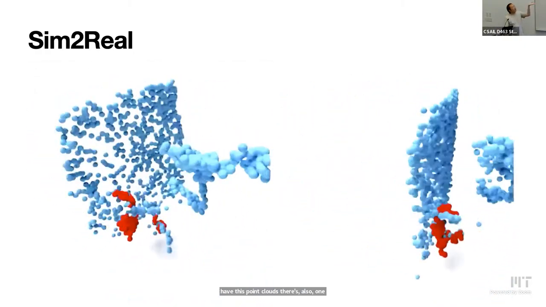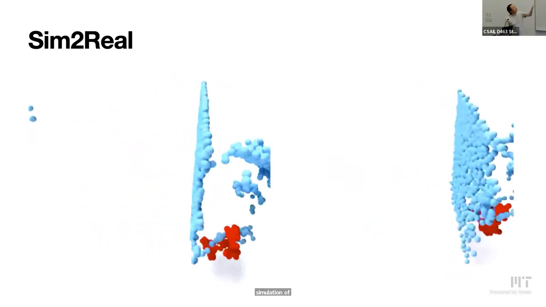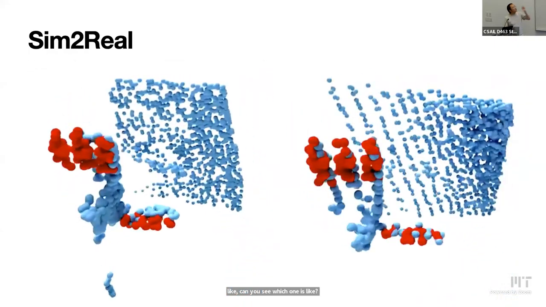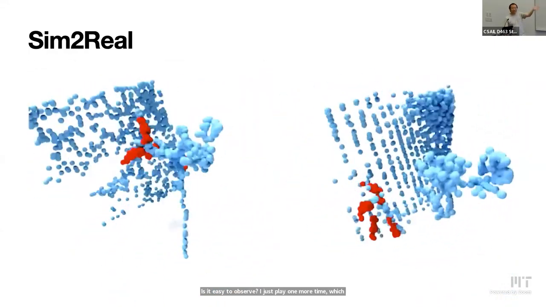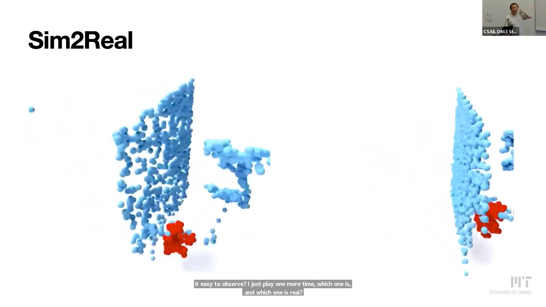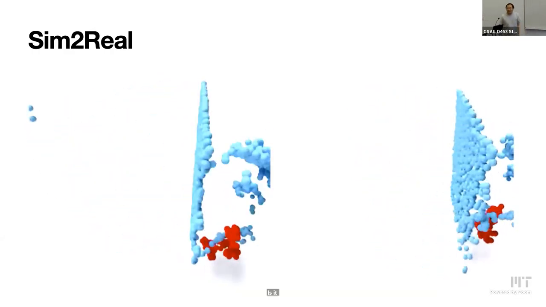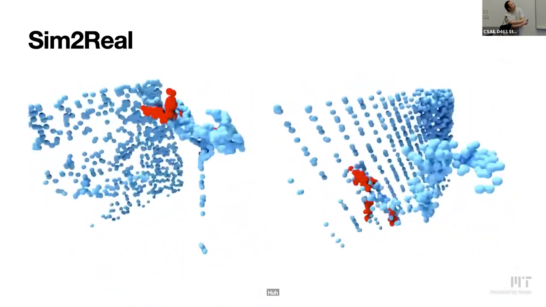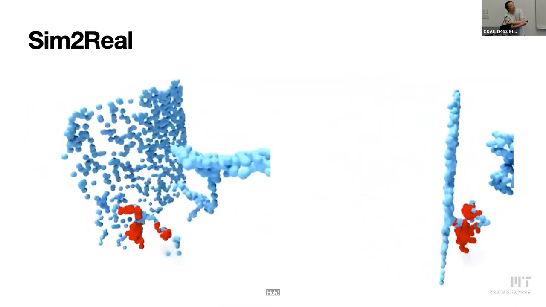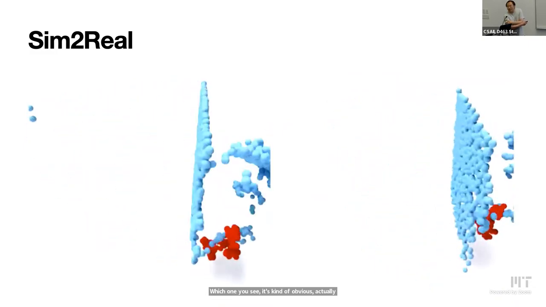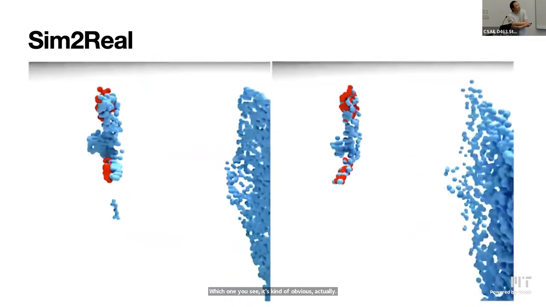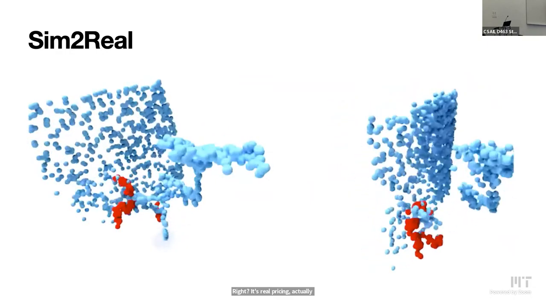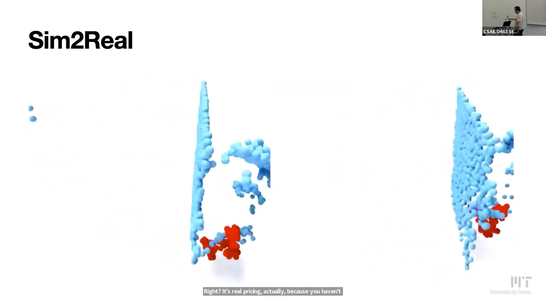On the surface, can you see which one is real and sim? Is it easy to observe? I'll play one more time. Which one is sim and which one is real? Can anyone figure it out? It's kind of obvious actually. Right is sim, actually, because you have this right here. This is actually sim and this is real.